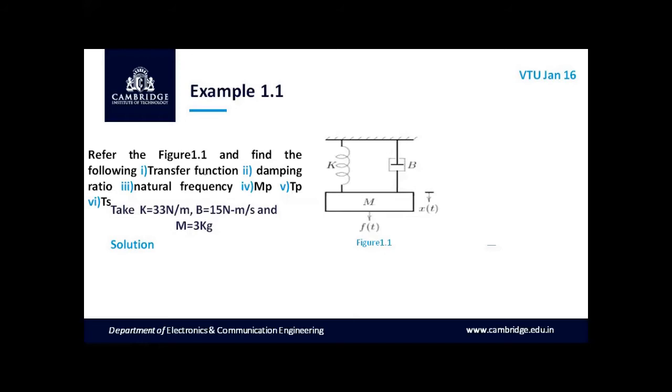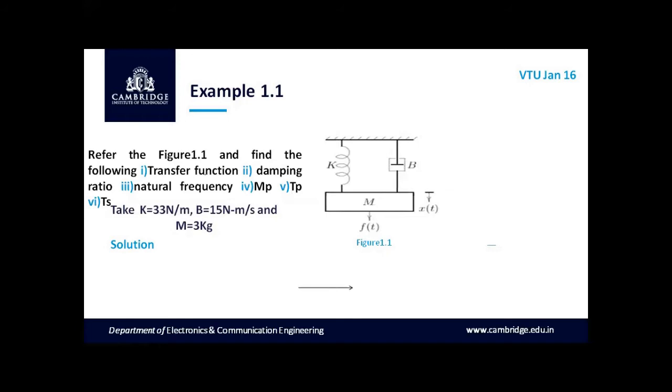K is equal to 33 Newton per meter and B is equal to 15 Newton meter per second, and mass is equal to 3 kg. These are the spring coefficients and the coefficients of the dashpot as well as mass M for a given mechanical system. So let us solve this problem.